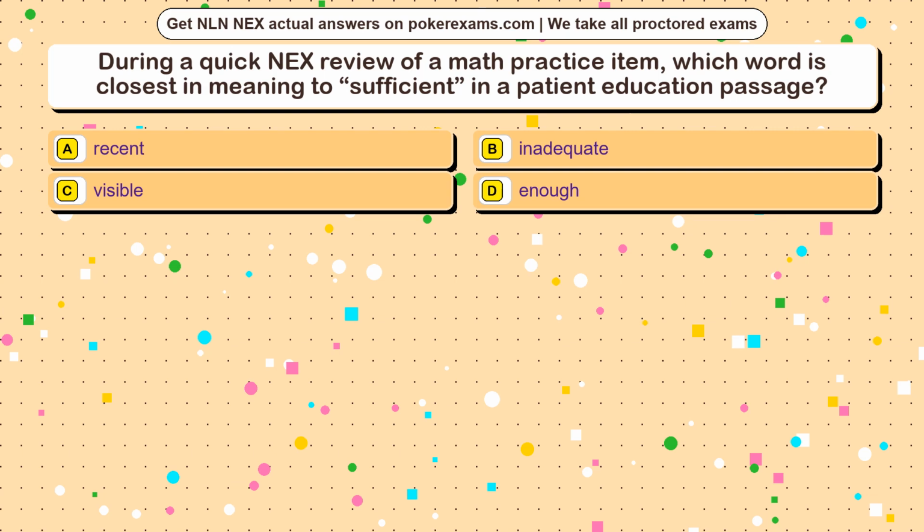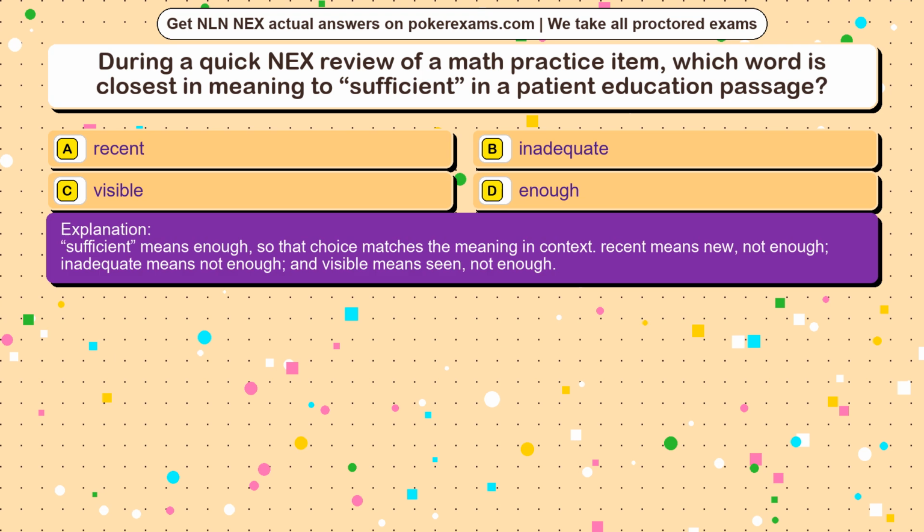The correct answer is option. Sufficient means enough, so that choice matches the meaning in context. Recent means new, not enough. Inadequate means not enough, and visible means seen, not enough.